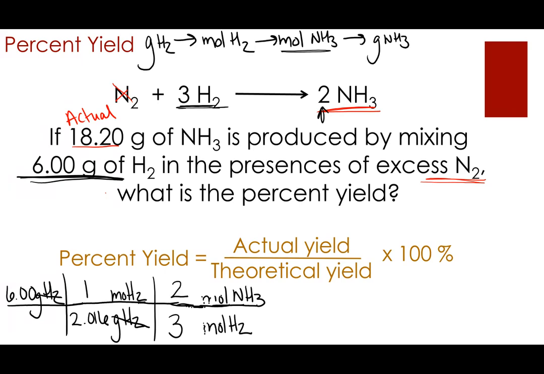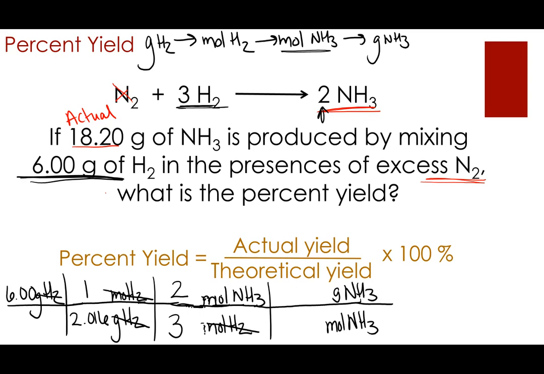The number 2. Okay. Let's follow our units again. Moles of hydrogen on top, moles of hydrogen on bottom. We are currently in moles of NH3. Okay. Continue our train track. Moles of NH3 on top, moles of NH3 on bottom. And our final destination is grams of NH3.